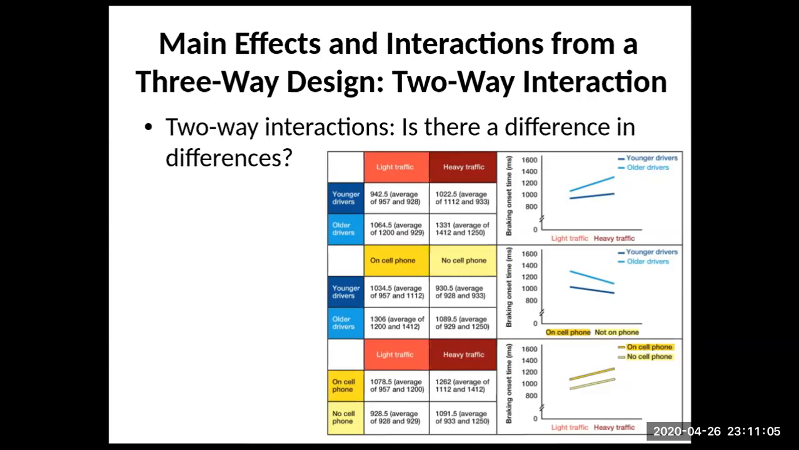What about in the second one? We see cell phone versus age of driver. Looking at those, they look pretty parallel. Actually, I would say that older drivers decrease more than younger drivers. So I would say there is an interaction between cell phone and age of driver.